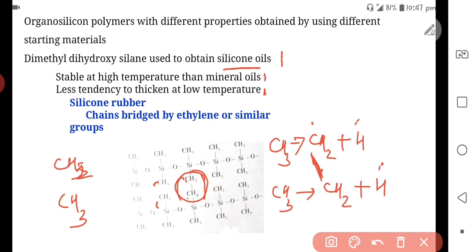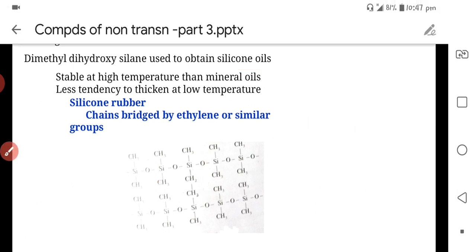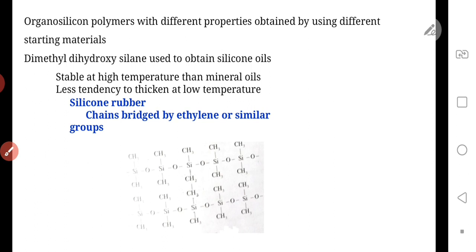Okay, so these are the different types of silicone polymers. We have seen silicone oils. We have seen silicone rubber. Next, we have to see the different applications of the silicone containing polymers, which we can just read.